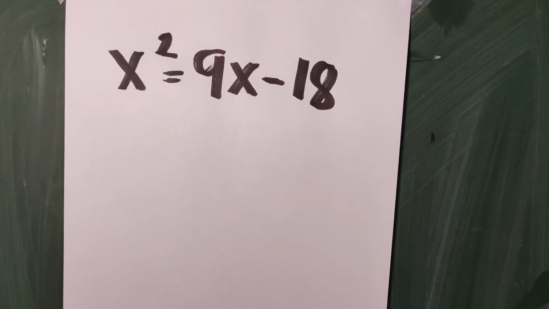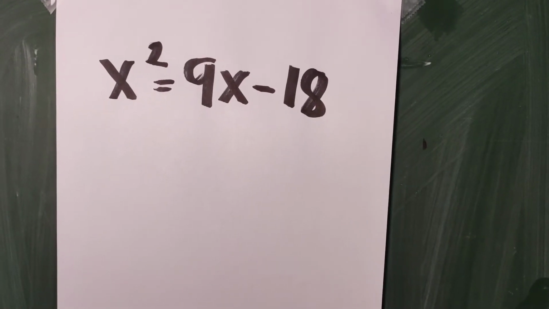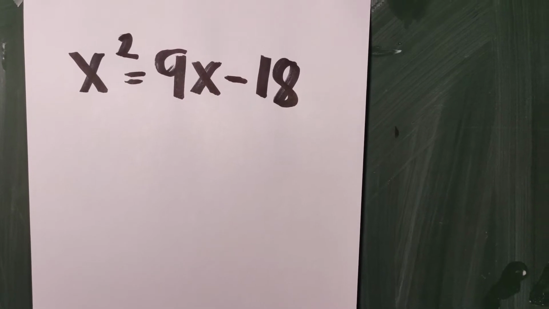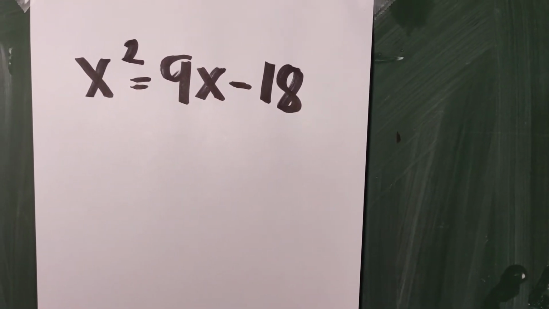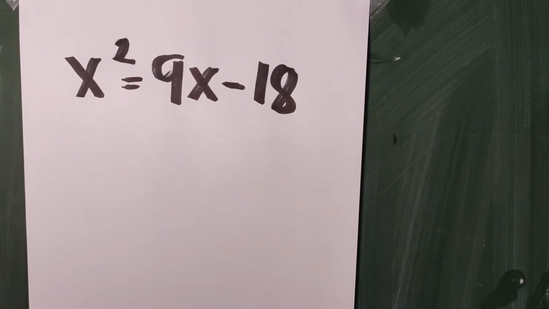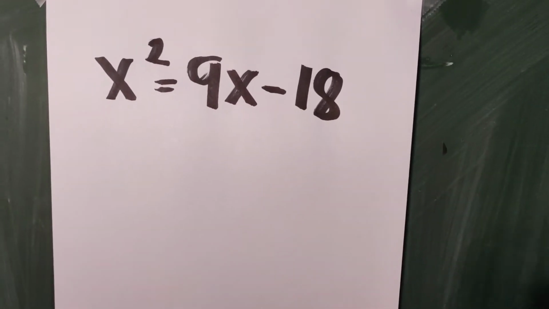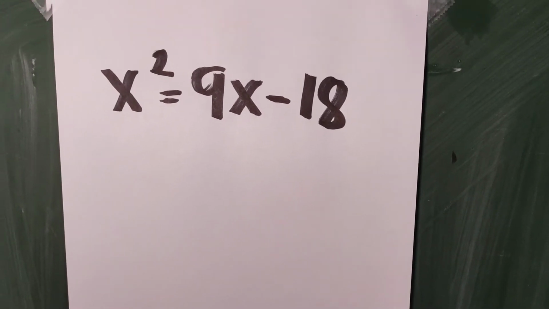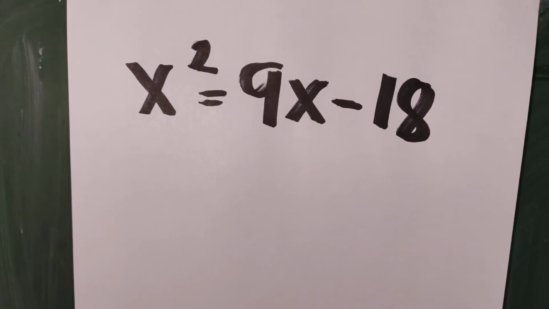Let us solve x squared is equal to 9x minus 18 using the factoring method. So again, the first thing we have to do is to rewrite the equation in standard form. We can use the addition property of equality or simply the transposition method. So let us transfer 9x and negative 18 to the left side of the equation. Or let us add negative 9x and 18 on both sides of the equation. So, I'm going to use the transposition method.